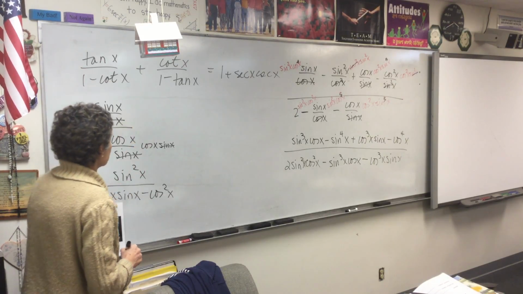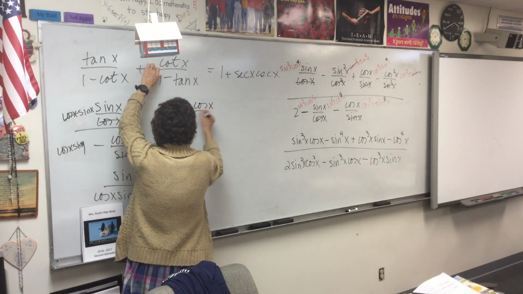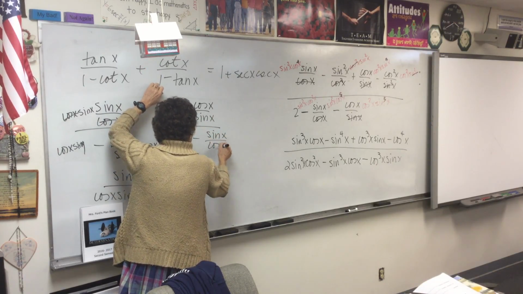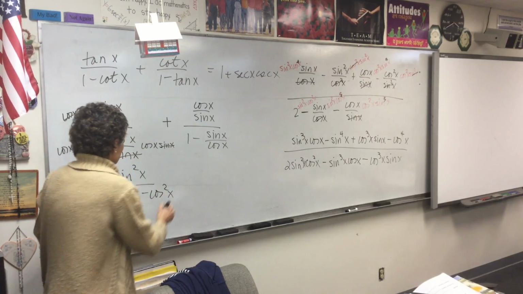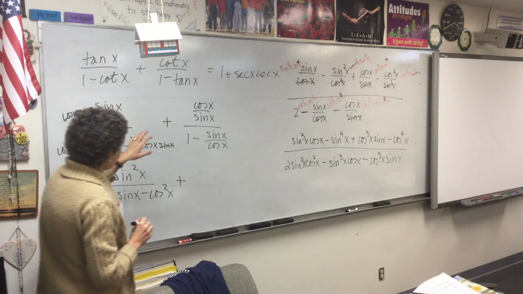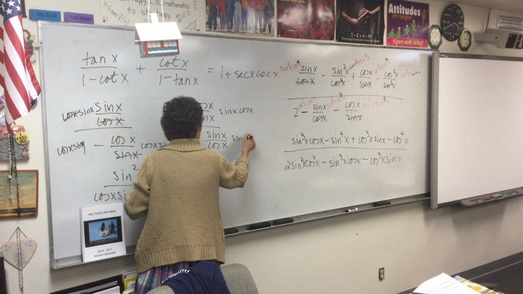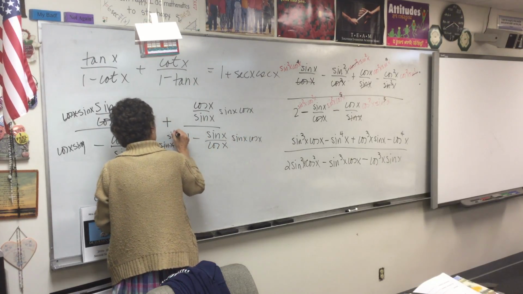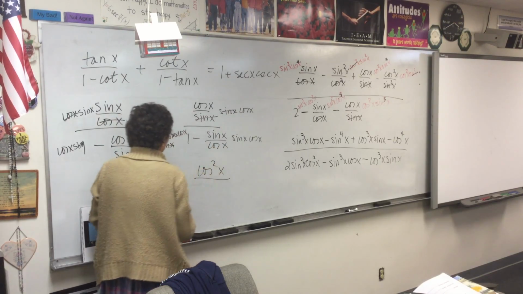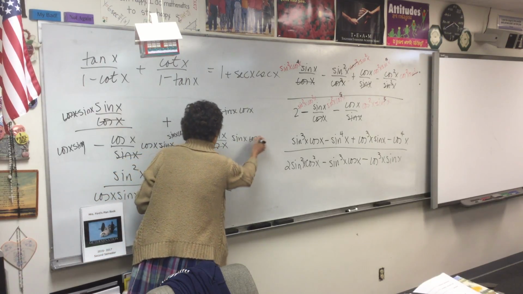Now let's repeat the process for this one. So this will be cosine over sine over 1 minus sine over cosine. Okay, and let's multiply the same way we did before by sine cosine. So we end up with cosine squared over sine cosine minus sine squared.